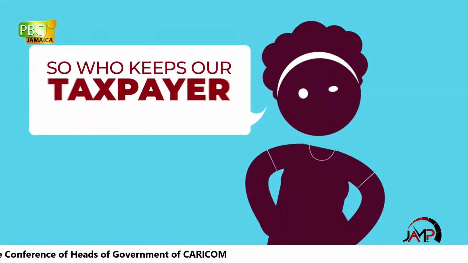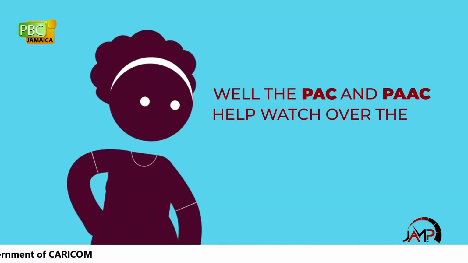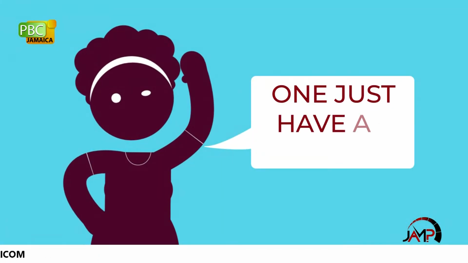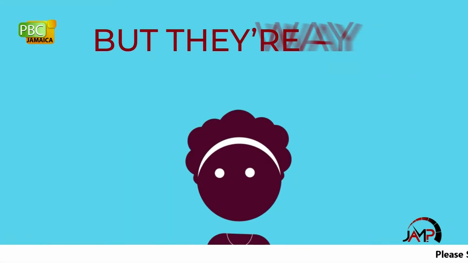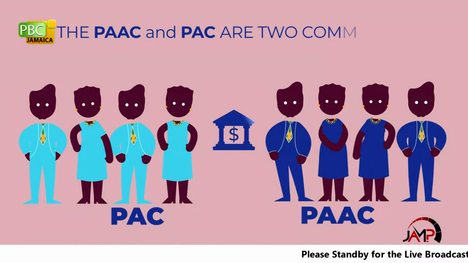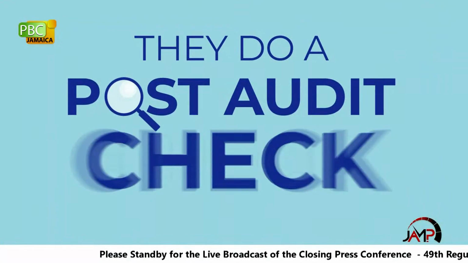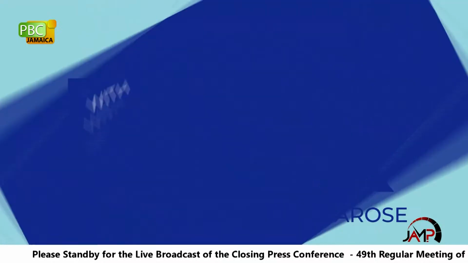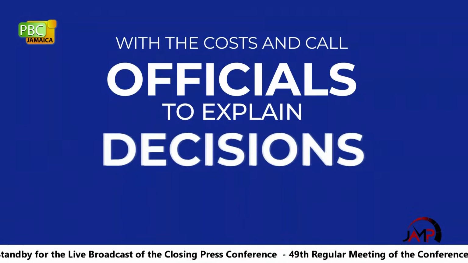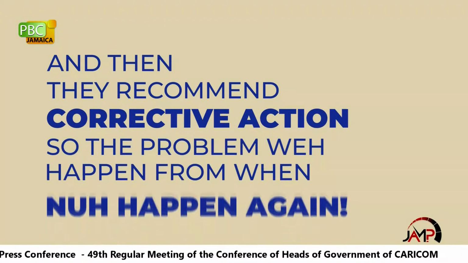So who keeps our taxpayer money in check? Well, the PAC and PAAC help watch over the country's budget. And one might sound like it just have an extra A, but they're way different. Here's how. The PAAC and PAC are 2 committees that watch the money. The Public Accounts Committee reviews government projects after them close. They do a post-audit check to see what problems arose with the costs and call officials to explain decisions that cause budget mismanagement. And then they recommend corrective action, so the problem will not happen again.